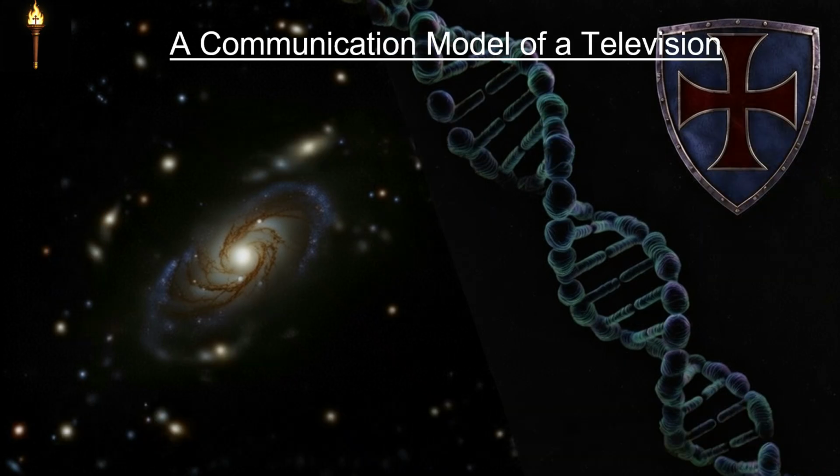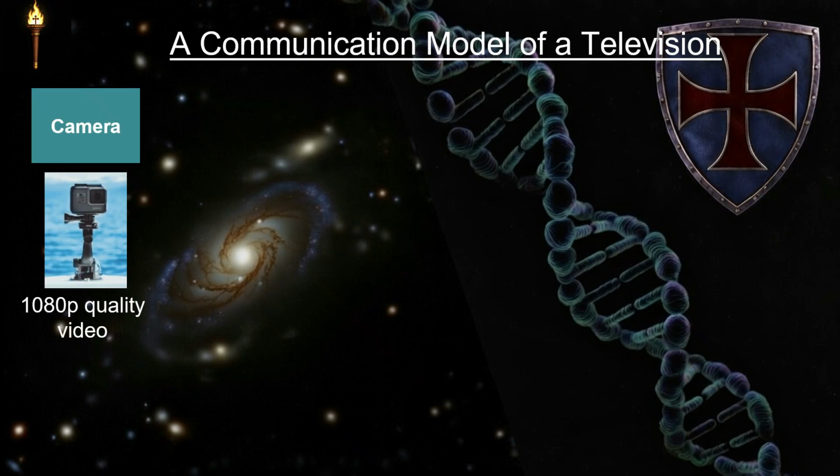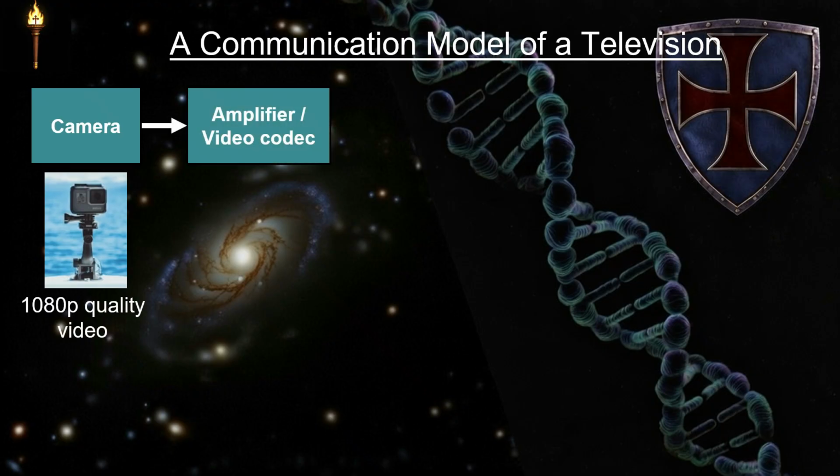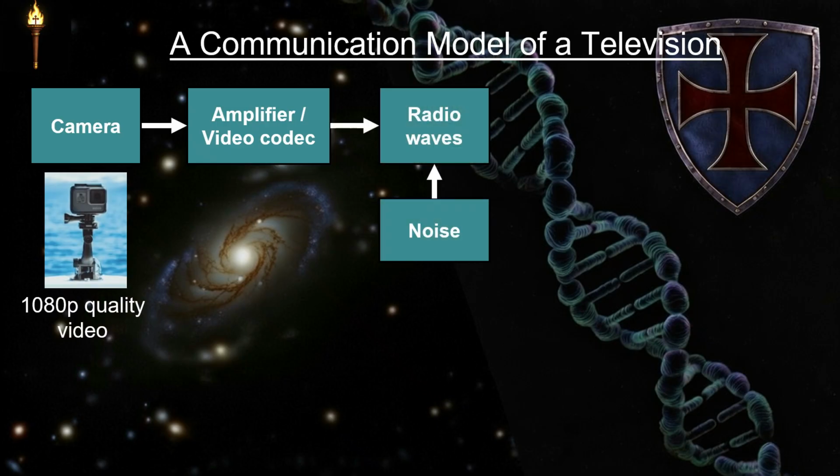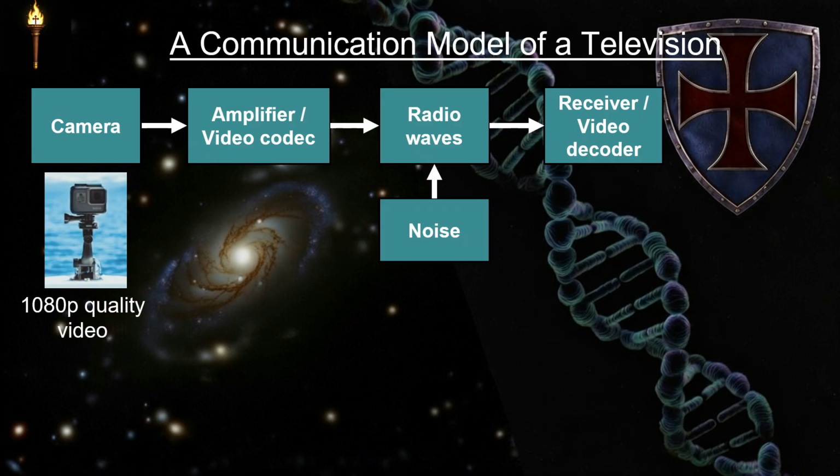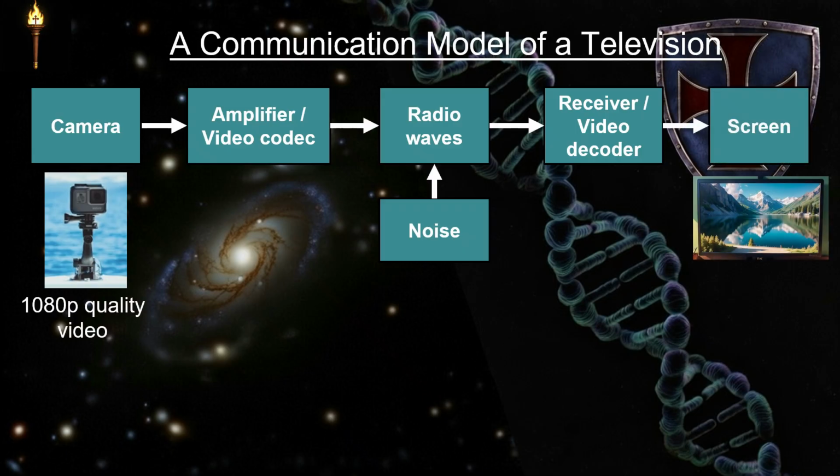Let's talk about a television. We have a camera with 1080p quality video. Its signal is sent to an amplifier and video codec. It's sent out over radio waves. Noise is added to the signal. A receiver receives the radio waves. A video decoder converts it to a video screen signal.